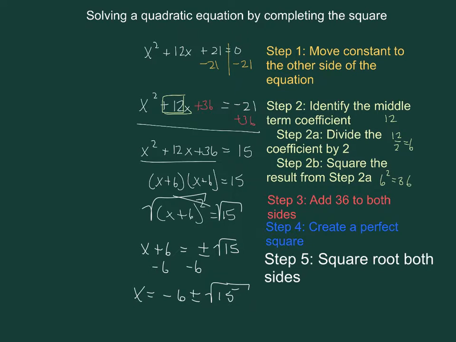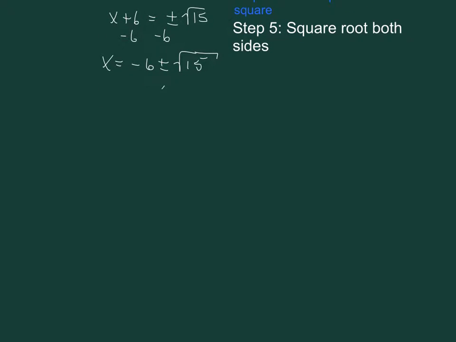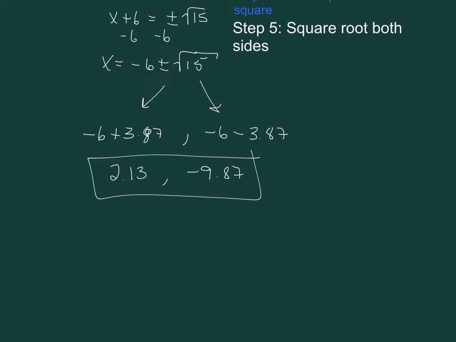At this point, what you need to do is figure out what the square root of 15 is equal to. Okay? So the square root of 15 is 3.87. So this is going to turn into two equations. It's going to turn into negative 6 plus 3.87, and negative 6 minus 3.87. So again, you just plug and chug that into a calculator, and what we're going to get here is 2.13 because I round up, and then this is going to be negative 9.87. And there are your two answers.